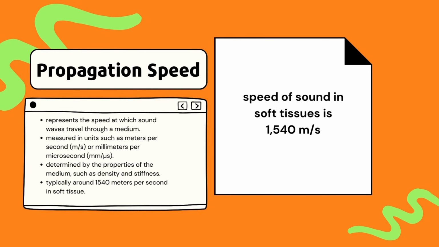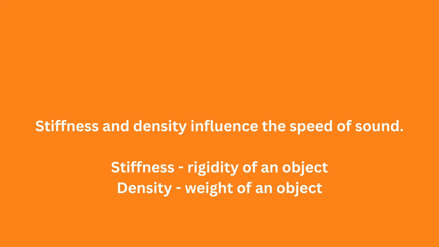The final acoustic parameter that we're going to talk about is propagation speed. And propagation speed refers to the speed at which sound waves travel through a medium. Propagation speed is measured in units such as meters per second or millimeters per microsecond. And in soft tissues, the propagation speed of ultrasound waves is typically around 1,540 meters per second.